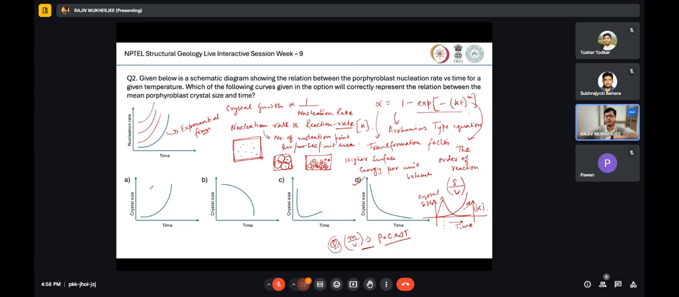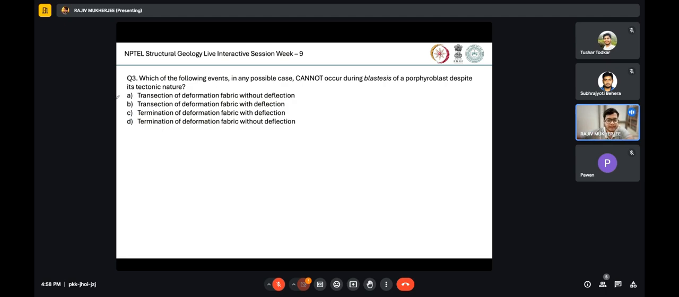Okay, so let us move on to our next question. Which of the following events, if any, cannot occur during blastesis of a porphyroblast despite its tectonic nature? Option A, transection of deformation fabric without deflection. Option B, transection of deformation fabric with deflection. Option C, termination of deformation fabric with deflection. Option D, termination of deformation fabric without deflection.